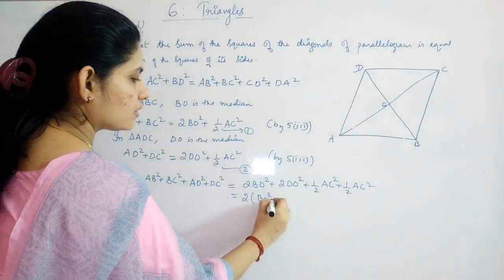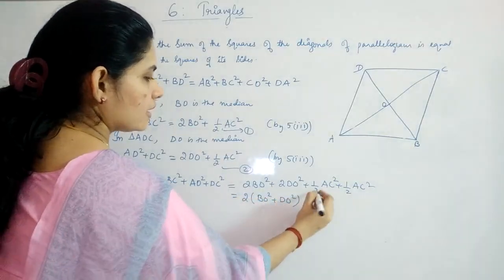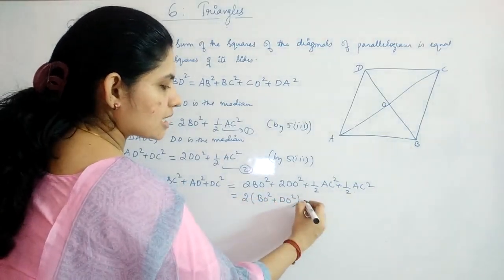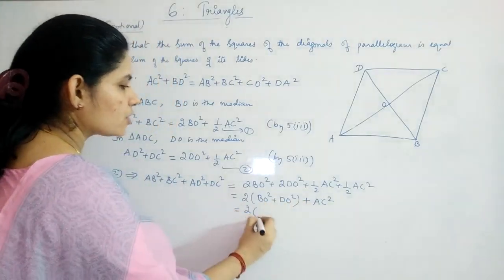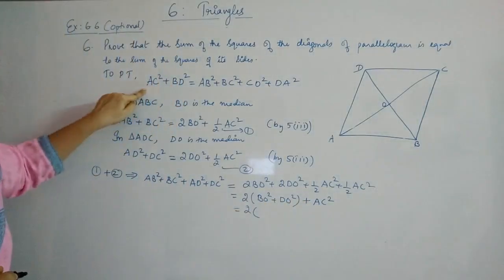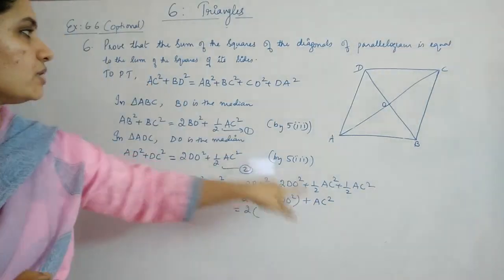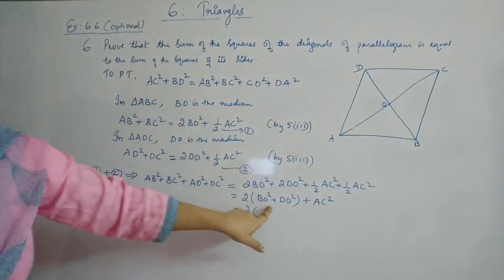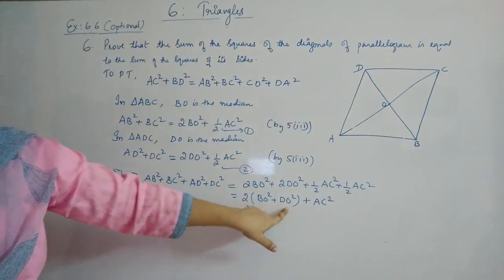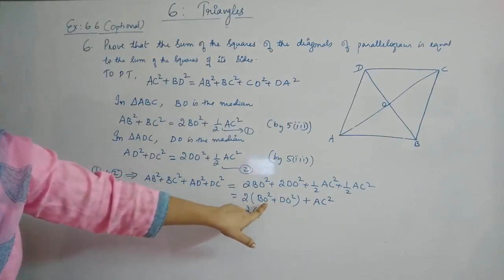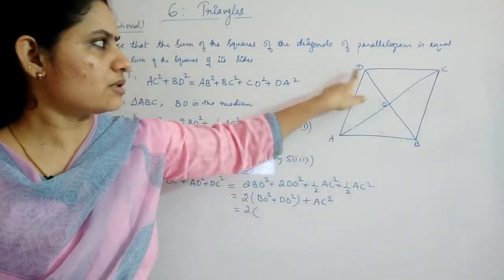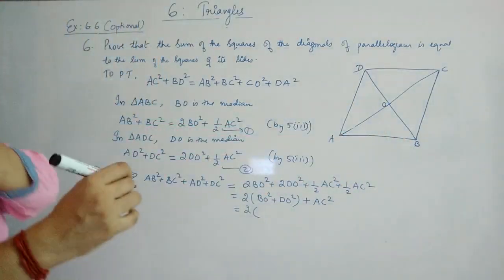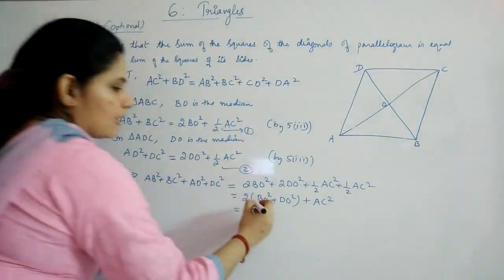BO square plus DO square, and half plus half of the same will give you 1, which is AC square. From the result you can see you have got AC square. Now you need to get BD square. So in terms of BD, we will write both BO and DO. And again we know that BO is half of BD and OD is also half of BD. So we are just replacing BO and DO with half of BD.